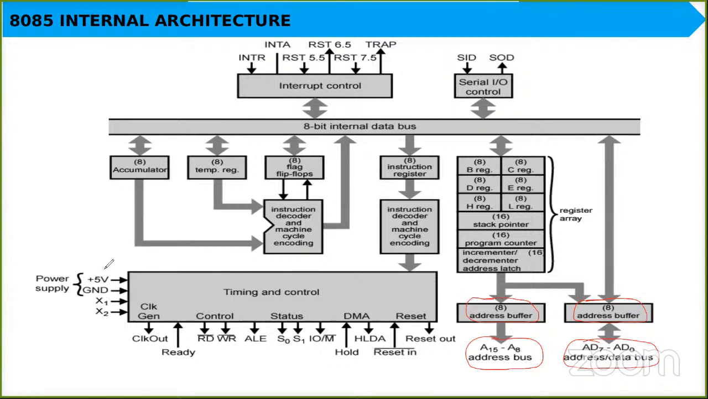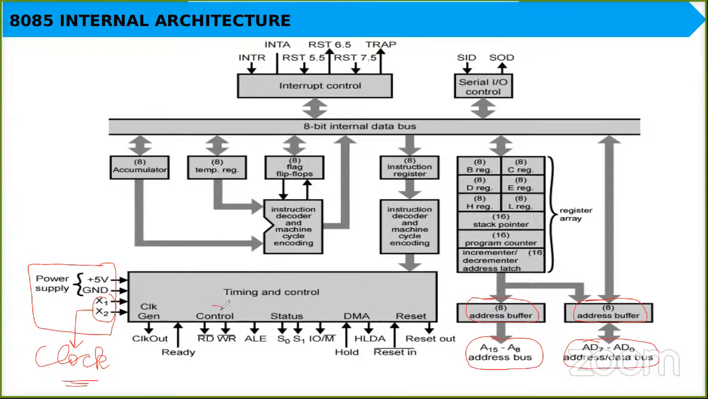You can see over here X1, X2, which I had told you about. X1, X2 is used for your clock frequency. These are connected to a block called timing and control, because the clock gives us timing. If the microprocessor has to decide that it is 1 second, how will it decide? It will decide by means of a clock. For example, if you need to blink an LED for 1 second, how does the processor know that it is 1 second? It knows by means of the clock. So X1, X2 is the clock.